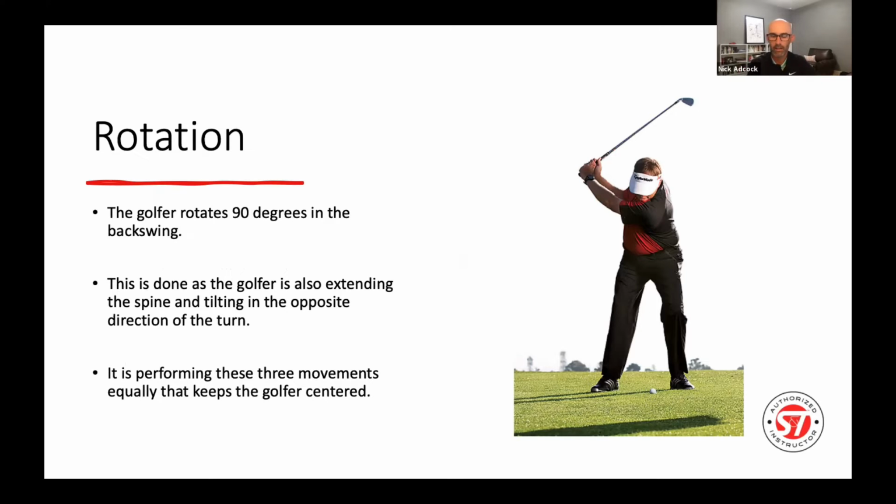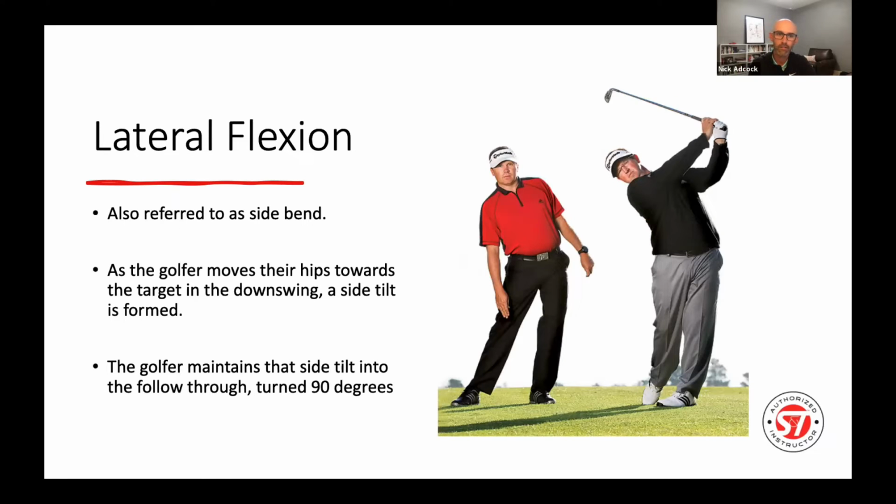That'll make more sense again in a moment here with Mike's demonstration. The tilting or the side bending, or lateral flexion as it's called, in the downswing, that's the golfer moving their hips towards the target. You can see the gentleman in the red shirt there, his belt buckle is ahead of the buttons on his shirt. That's the side bend. And then if you look at the golfer in the black sweater, he has the same angle from his belt buckle to what would be the buttons on his shirt. The difference there is he's turned 90 degrees. So the golfer is maintaining that side tilt or that side bend during the downswing and into the finish.